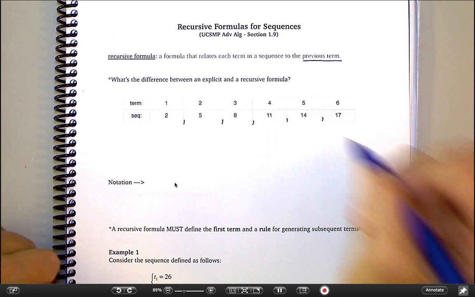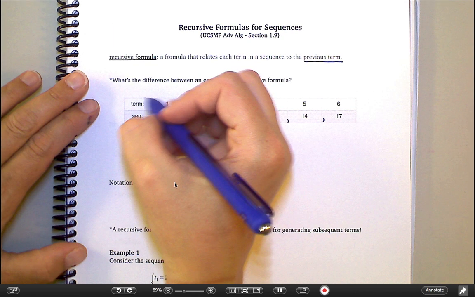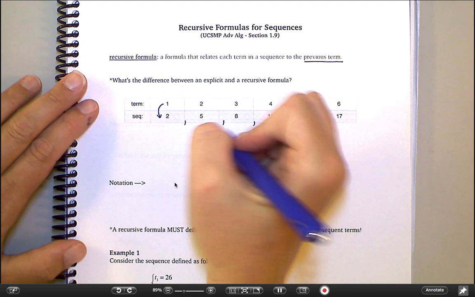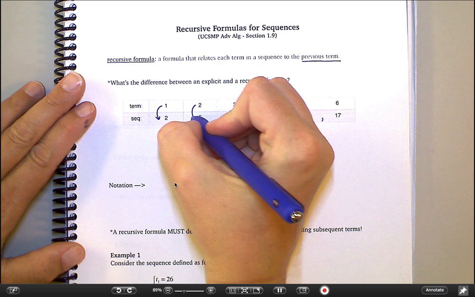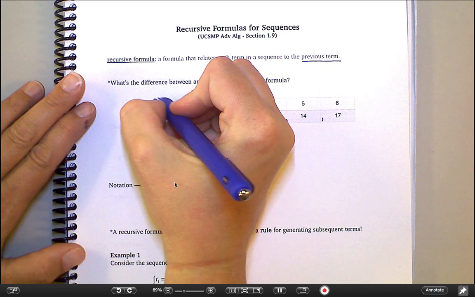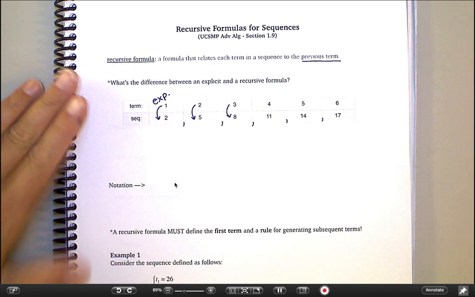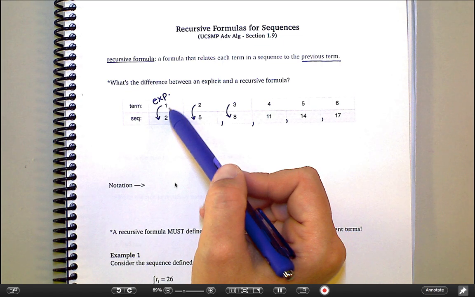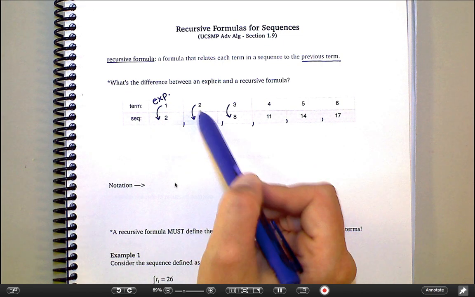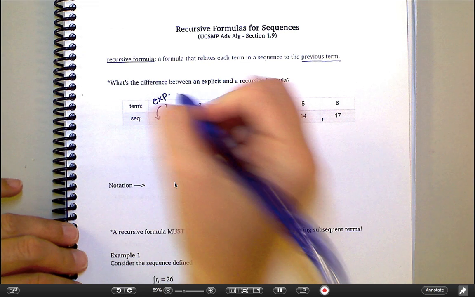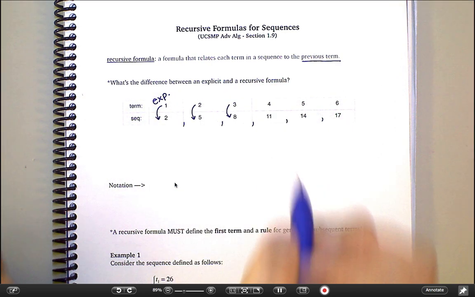Okay. An explicit formula says, I want to take this 1 and turn it into a 2. And I want to take this 2 and turn it into a 5. And I want to take this 3 and turn it into an 8. That's an explicit formula, okay? Where we're relating terms this way, almost like a function, right? Where term 1 is this, term 2 is this, and so on. That's explicit, okay?